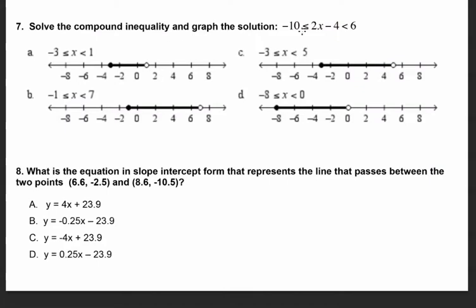Solve the compound inequality and graph the solution. To do this one, I see that this is a compound inequality, so I'm going to break it up into two parts. I see that 2x minus 4 is greater than or equal to negative 10, so I'm going to write that half over here. And then I also see that 2x minus 4 is less than 6. So I'm going to write that part over here.